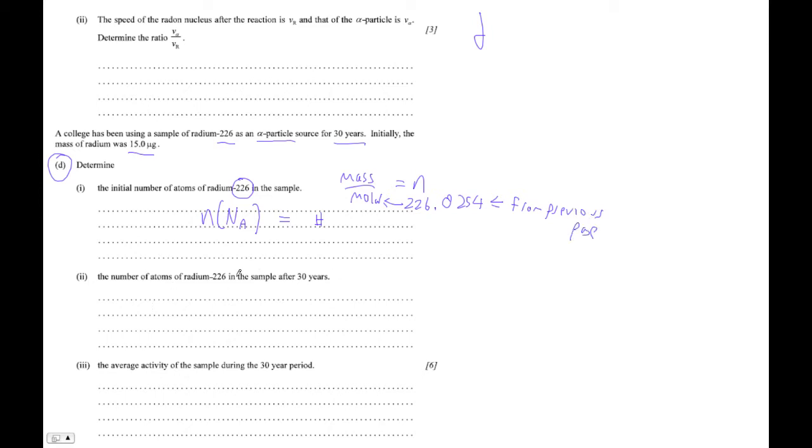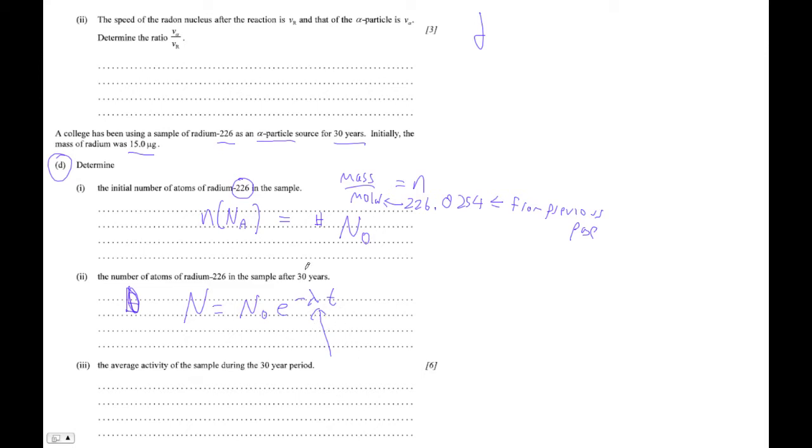And then the number of atoms after 30 years. So this is your, you call that your n naught. And then just use n equals n naught e to the minus lambda t. On the previous page, they tell you this. In fact, we actually explained what it meant.